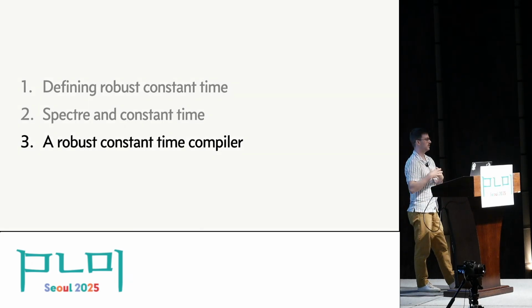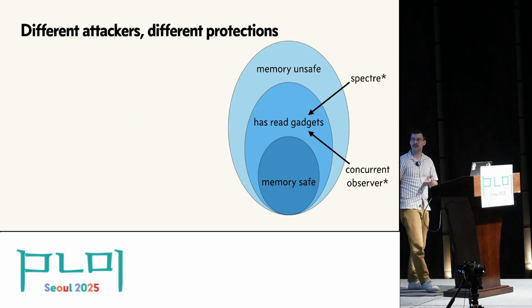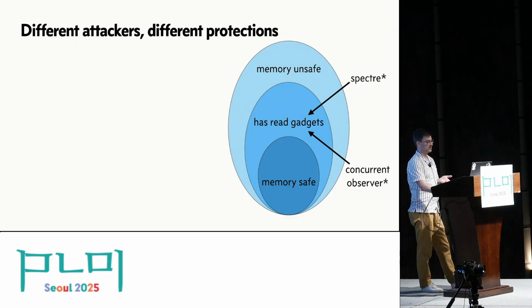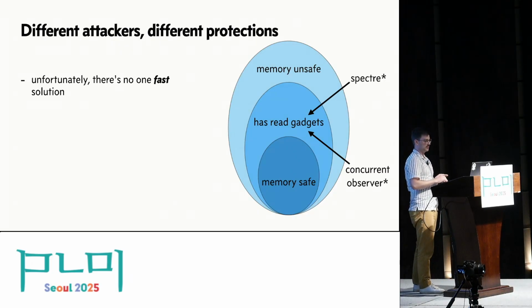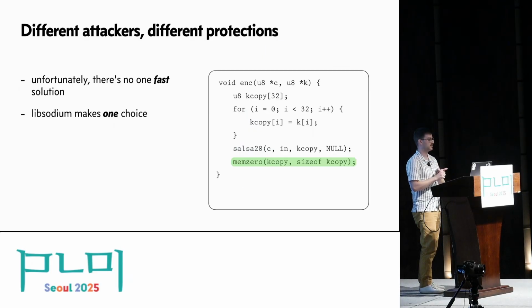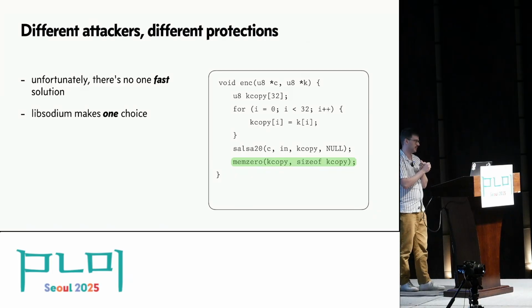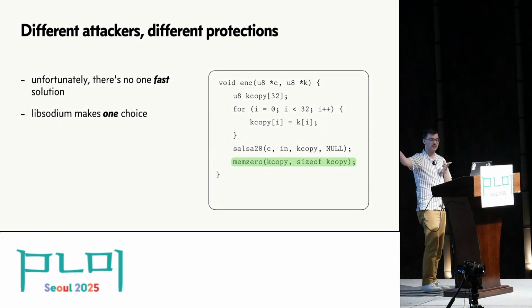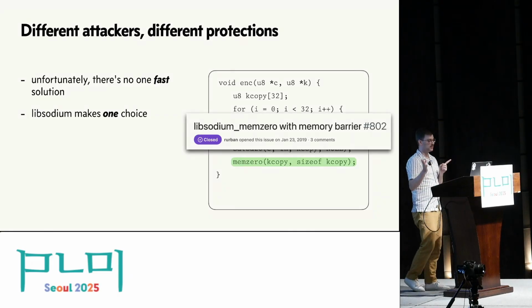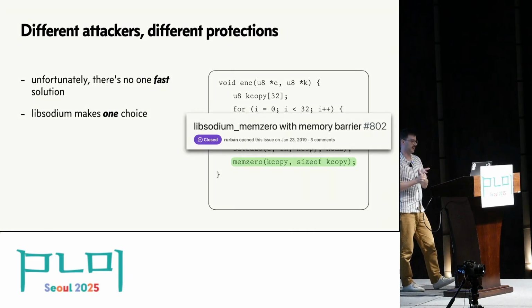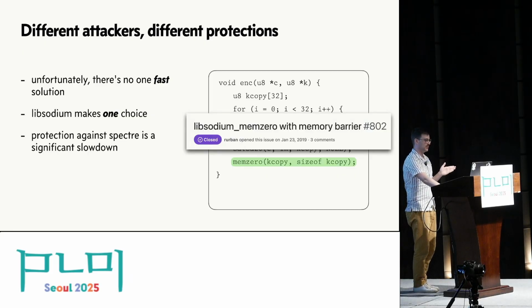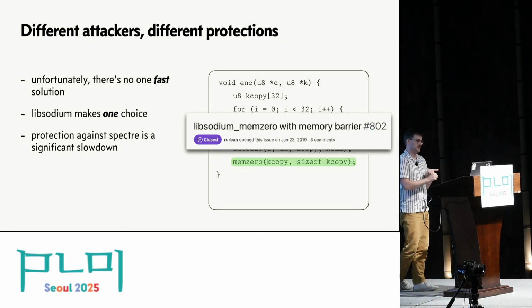So lastly, we use these ideas to build a robust constant time compiler. There are lots of different attackers, and this leads to a lot of different protections. Unfortunately, there's no one fast solution. And what we found is that current libraries are basically making one choice of an attacker that they're concerned about. So libsodium has these memory zeroing functions, but there's a closed issue where someone points out that this is missing a memory barrier, a fence, that would be needed to make this speculatively safe. And they go, sure, that's true. But if we did that, we would protect against Spectre, but many people don't care about that, and it would slow everything down.